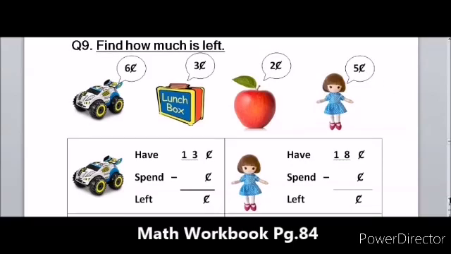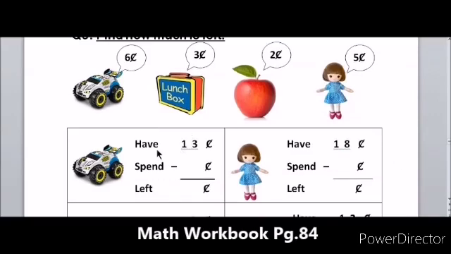Okay. So first one you see, this toy car. You have 13 cents with you and you are going to spend how much? 6 cents to buy this car because the cost of the car is 6 cents. So you write 6 here, you spend 6. So 13 cents minus 6 cents is how much? 13 in mind, 6 in fingers. Count backward. 12, 11, 10, 9, 8, 7. Yes, 7 cents. You're going to have 7 cents with you.